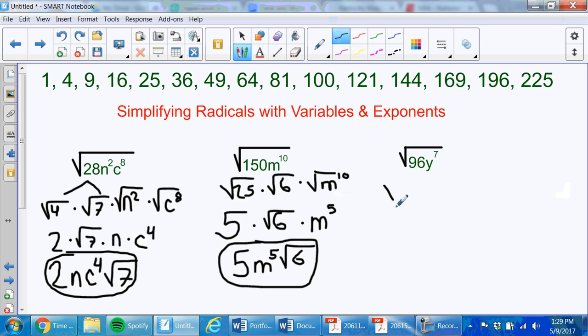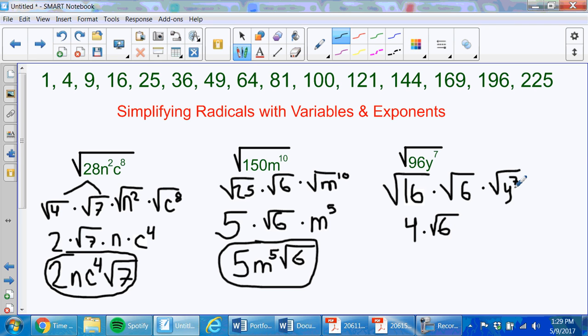So I'm going to make this the square root of 16 times 6, that's for 96, times the square root of y to the 7th power. Square root of 16 just turns to 4. Square root of 6, we just saw, can't break down any farther. So that's where I'm at right now with those.